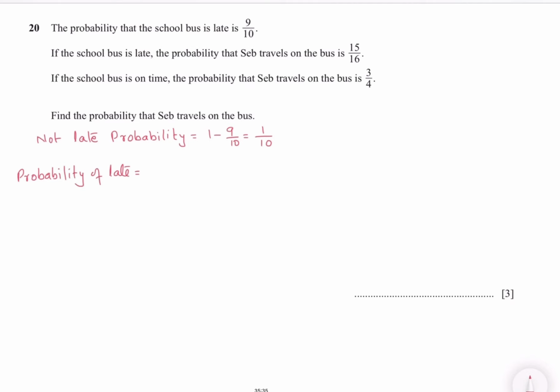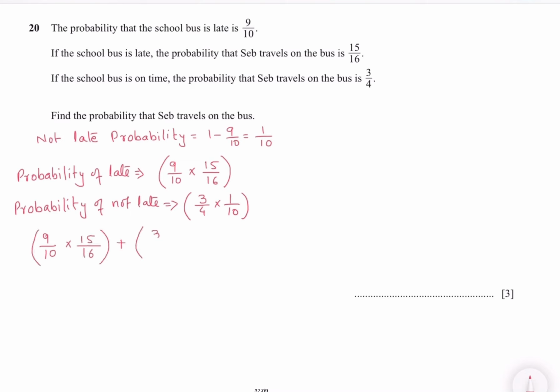So probability of late is 9 over 10 into 15 over 16. Now probability of not late means the bus is on time, 3 over 4 into 1 over 10. So 9 over 10 into 15 over 16 plus 3 over 4 into 1 over 10. So solve it and you get the answer 147 over 160.